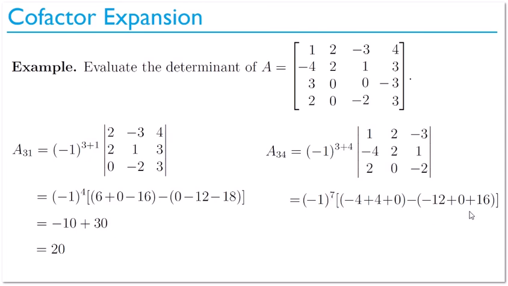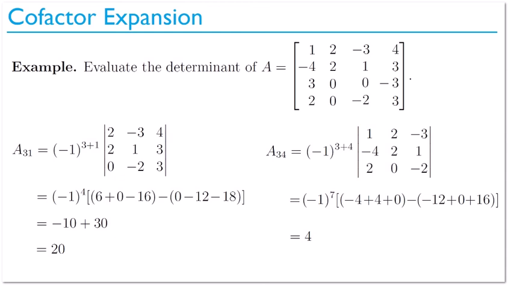If we simplify the determinant here, negative 4 plus 4 is just 0. Negative 12 plus 16 is positive 4. Then we have minus outside, so we have negative 4. But we have negative 1 raised to 7 here, which is negative. So the 3-4 cofactor of A is positive 4.